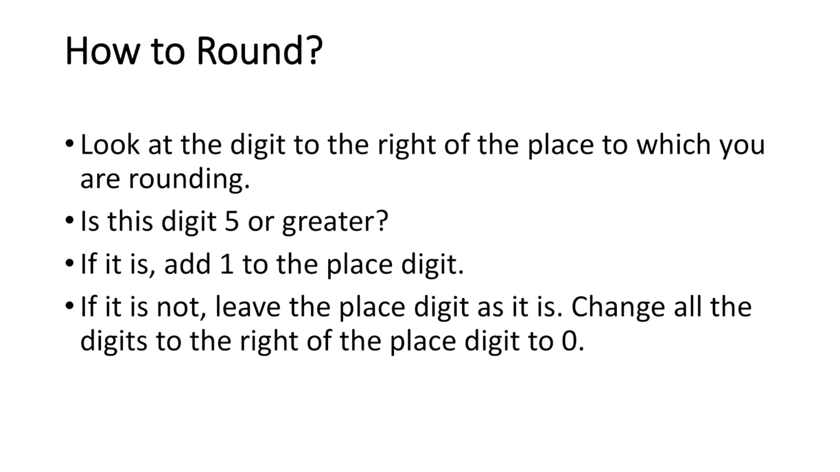If it is 5 or greater, you add 1 to our place digit. The place digit is the one that you are rounding to. If it's not, the digit on the right, we leave the place digit as is and change all the digits to the right of the place digit to 0. So this is how to round. In words, it might seem a little confusing, but when you do some examples, it'll start to make sense. So let us look at 2 examples on how to round.